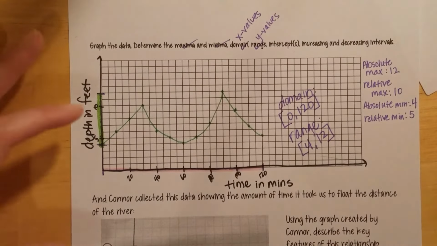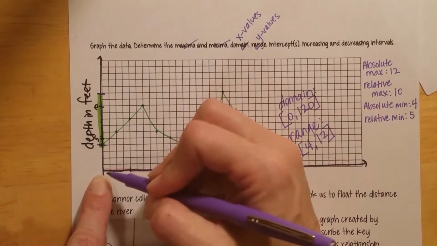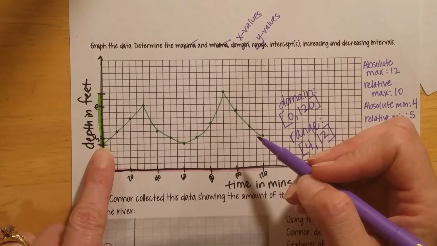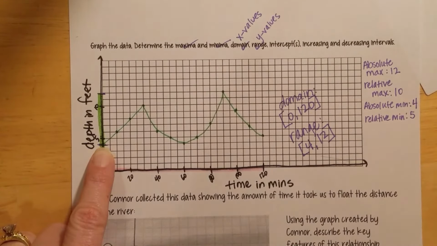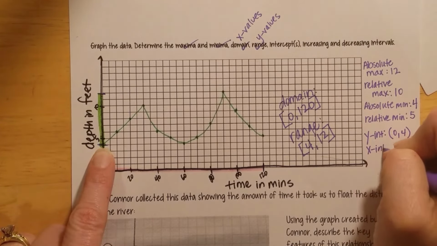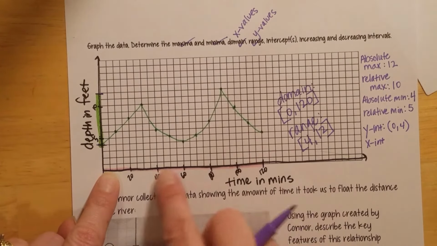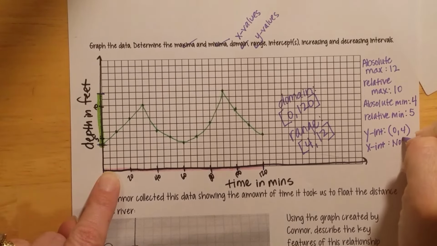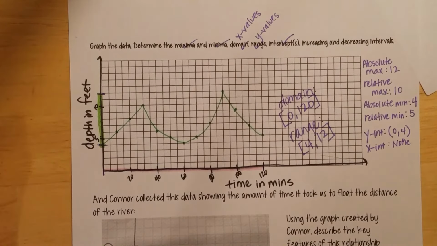Let's talk about intercepts. Remember, my y-intercept is where x equals 0, so x equals 0 right here on the y-axis, and my graph at least meets my y-axis right here, so my y-intercept, we put in ordered pair form, is (0, 4). Now my x-intercept is where my y equals 0, or where it crosses my x-axis, and as we can see, this does not cross our x-axis, so there is no x-intercept.